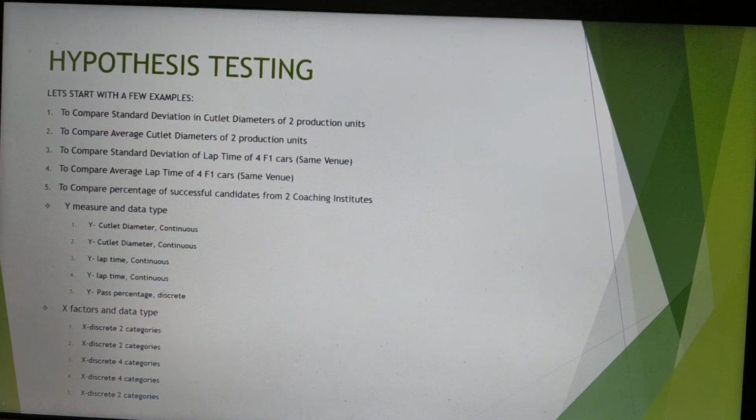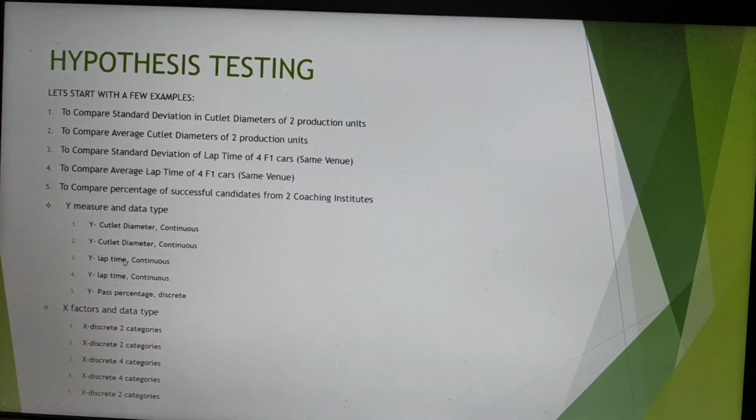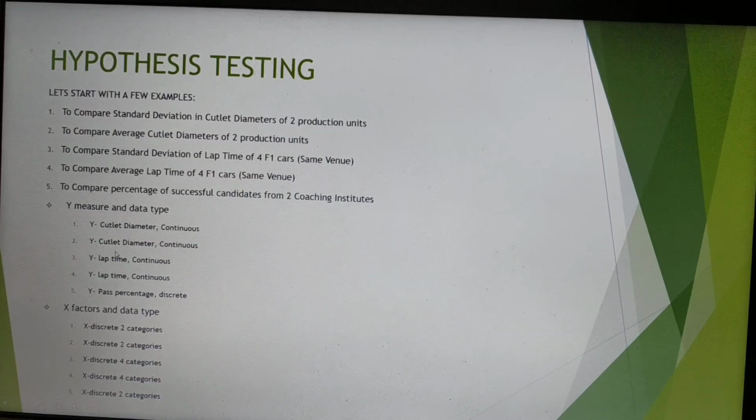Now, how to differentiate between continuous and discrete? Well, for cutlet diameter, we are measuring diameter which will be in centimeter or millimeter. Lap time we are measuring in seconds. So we have units like millimeter, centimeter, kg, lumen or seconds. Then we have continuous data. When we are talking about pass percentages or proportions, then it is discrete data.